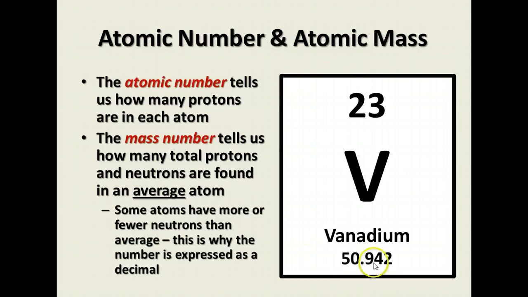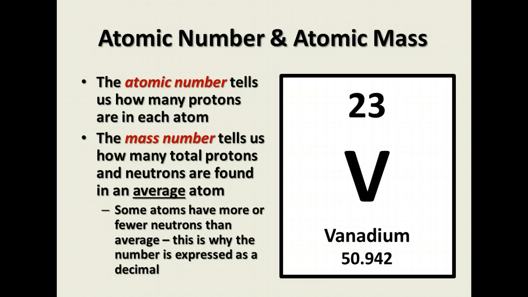The mass number, which is found down here at the bottom, tells us how many total protons and neutrons are found in an average atom. Now, here's the thing you need to know about the average atom. Some atoms of this element may have more neutrons or fewer neutrons than the average. But when you take the most common isotopes of the atom and average them together, this is what you get for the average mass number. So that's why it's expressed as a decimal here.